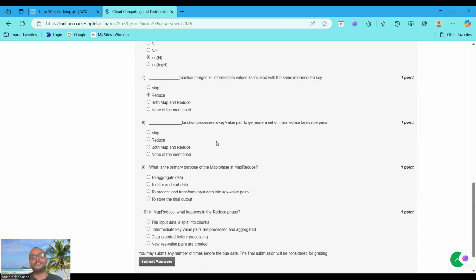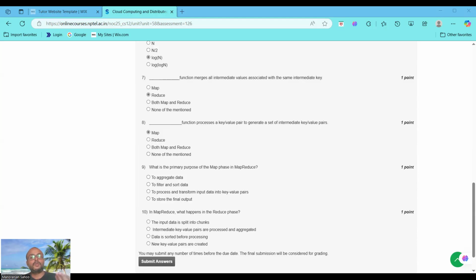Which function processes a key value pair to generate a set of intermediate key value pairs? That is the map function. Got it? In MapReduce, map takes an input key value pair, that is a line number and line text, and produces intermediate key value pairs, that is word and count.